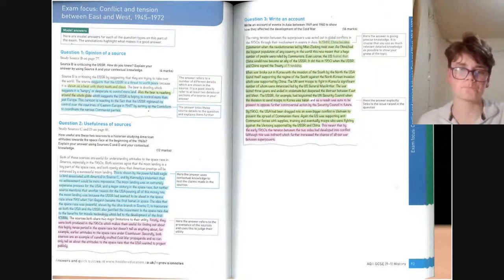Right. Okay. Question 1, it's opinion of the source. So the question would be along the lines of source B is criticized in the USSR. How do you know?